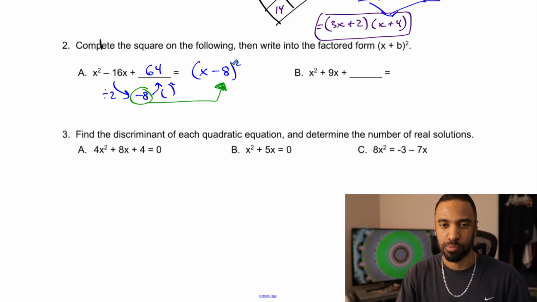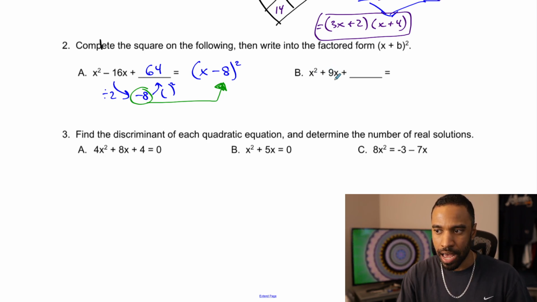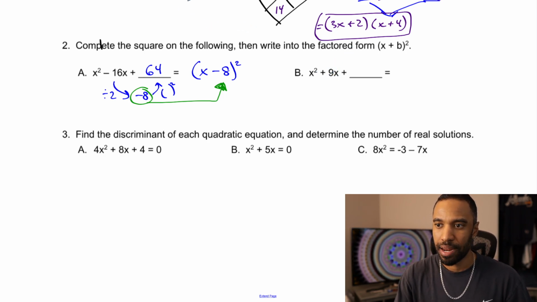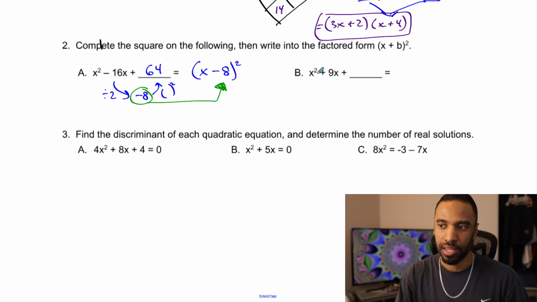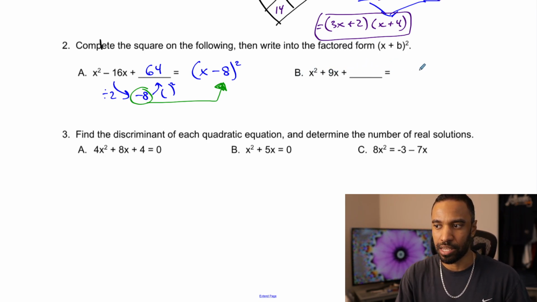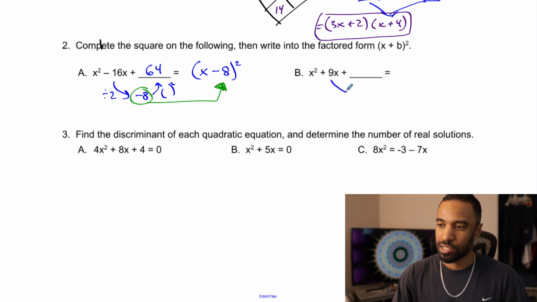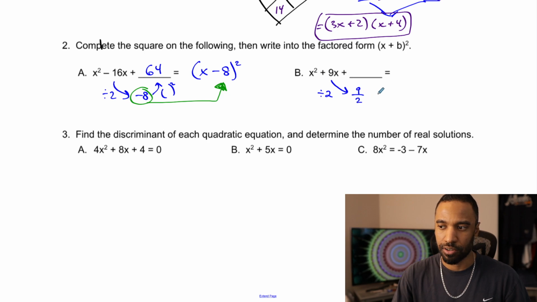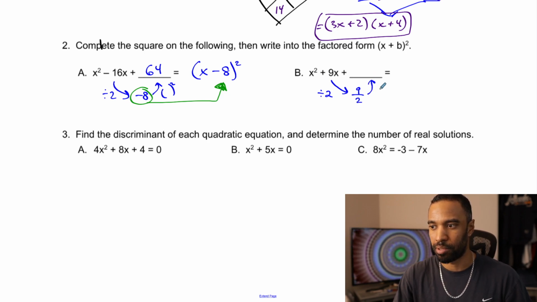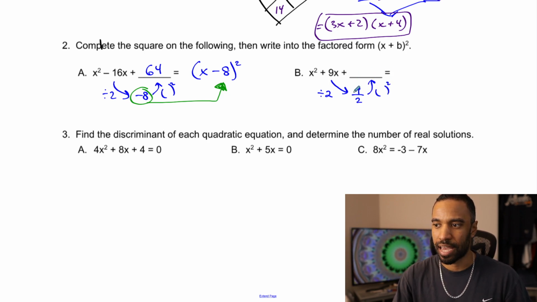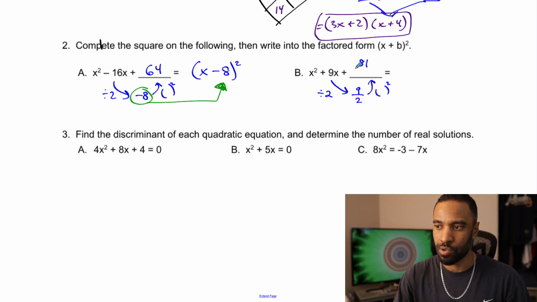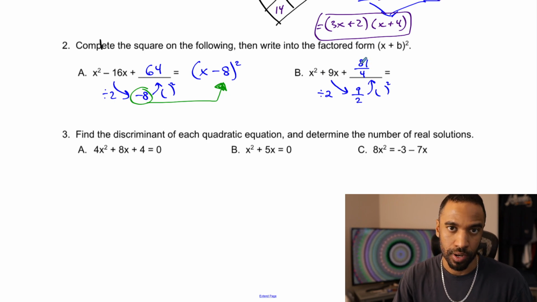And that's important for the next problem, because in this next problem I have an odd linear coefficient, and I'm going to have to divide this one by 2. So part B, x squared plus 9x plus blank. For the 9x, I divide the 9 by 2, and I get 9 over 2. I'm going to leave it as a fraction. That's totally fine and probably preferred. When I square that, I square the top, 9, and get 81, and square the bottom, 2, and get 4. That's what completes the square, 81 over 4.